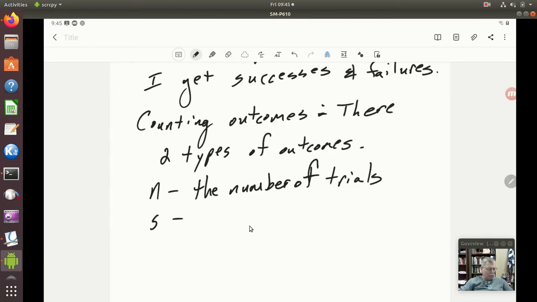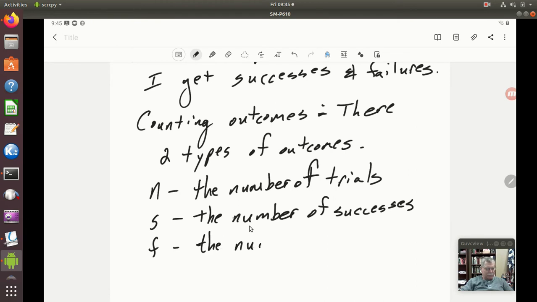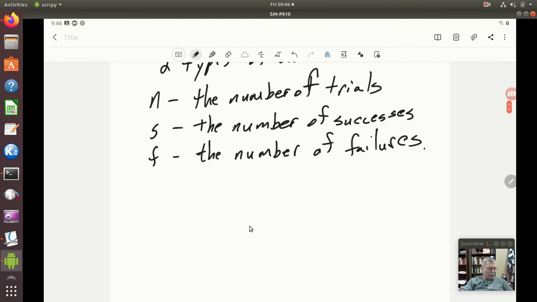So we'll call it S, the number of successes. Sometimes it'll be lowercase n, the number of trials, and then n1 would be the number of successes. We'll go with S, the number of successes, and F is the number of failures. These are all very much linked together. The number of successes plus the number of failures better be the total number of trials, because I can only have those two outcomes, successes and failures, for this initial stuff.